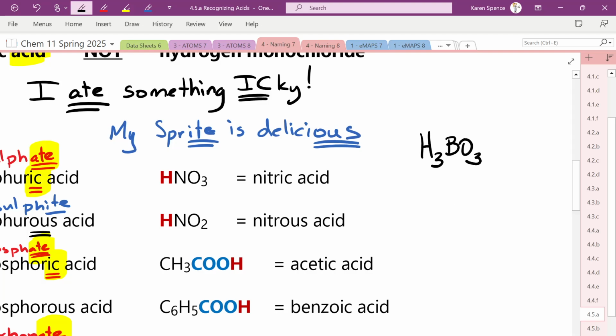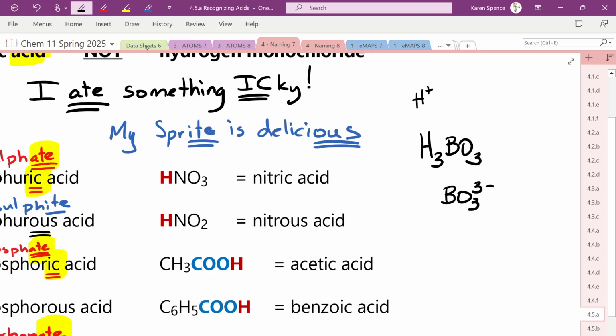Just the formula. We've got H3BO3. What's the charge of BO3? You should be able to tell just from looking at this formula. What's the charge of hydrogen? Positive. How many hydrogens do we have? 3. What's the charge of borate? 3 minus. How did I know it was borate? Well, because I'm a chemistry teacher. How would you know it's borate?